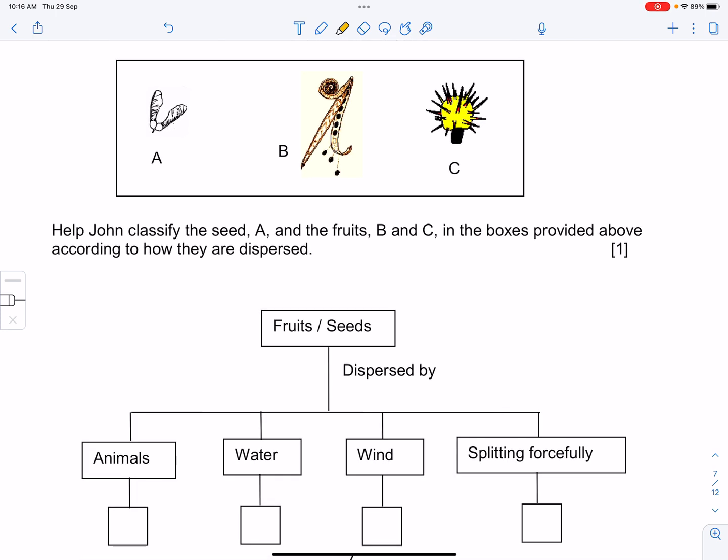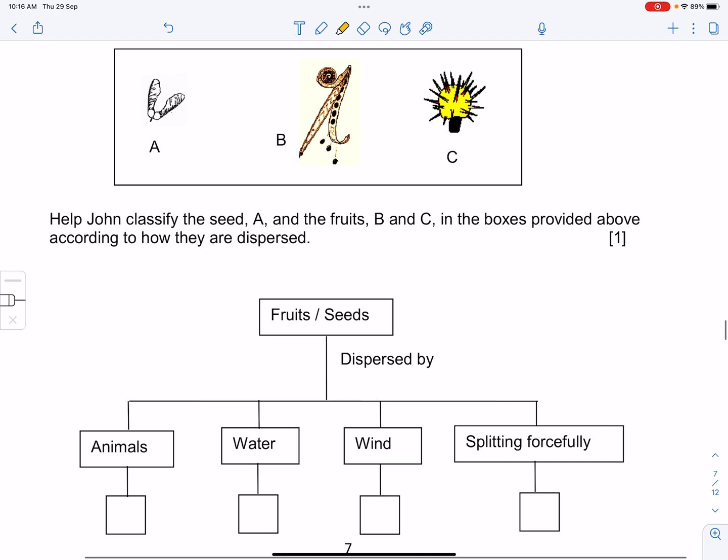Okay. One way is actually by attracting them with fleshy fruit, sweet tasting fleshy fruit. Another way, if you have structures that are spiky or hook-like. So what happens is that when the animal walks past, it will cling onto the animal's fur, and then when the animal walks away and brushes against other bushes or whatever, it will be rubbed off. Okay? So C is by animal.